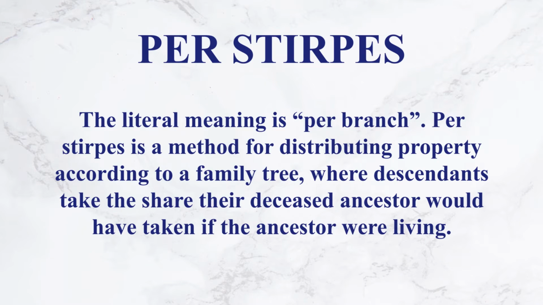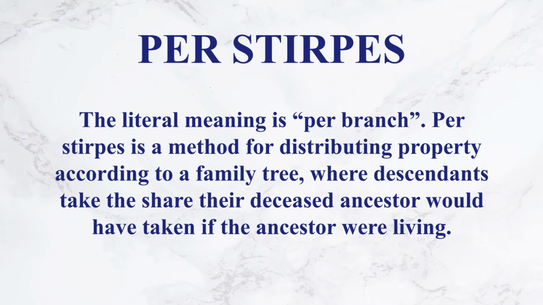Number 2, per stirpes. The term per stirpes is a Latin phrase found in many estate plans. Latin was once the universal language spoken by the educated class, including attorneys, which is why many Latin terms continue to be used in legal documents today. The literal meaning of per stirpes is per branch.